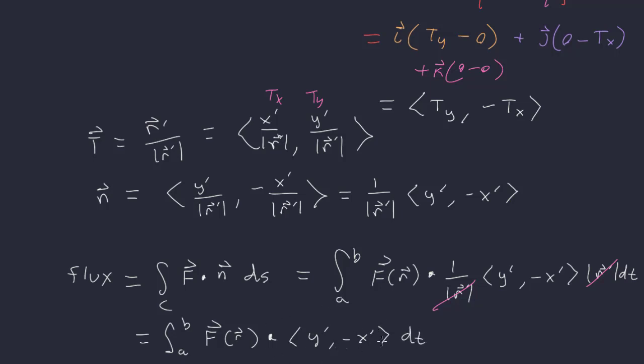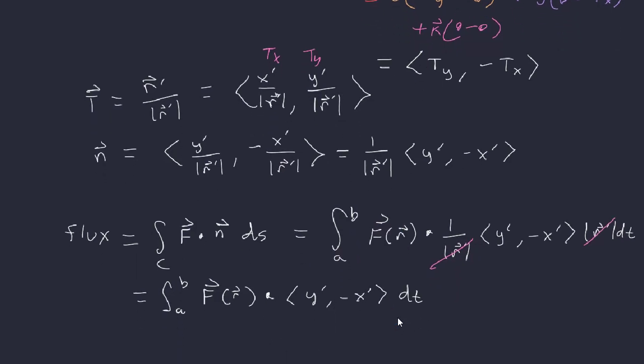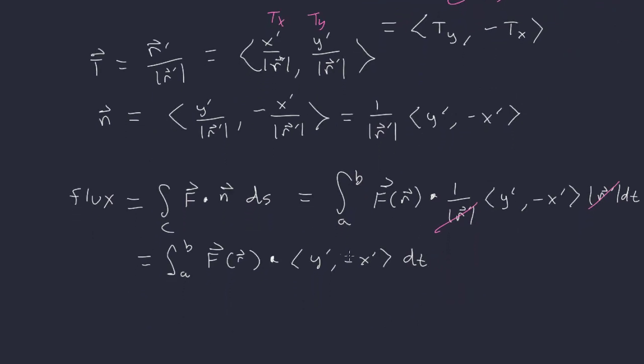So this comes out to be essentially the same exact formula, except instead of r prime, we have some n. This is like our normal n. I tend to call this an n star, which is our y prime comma negative x prime. It's kind of like we've just flipped r prime around, right? It's perpendicular to r prime, okay?